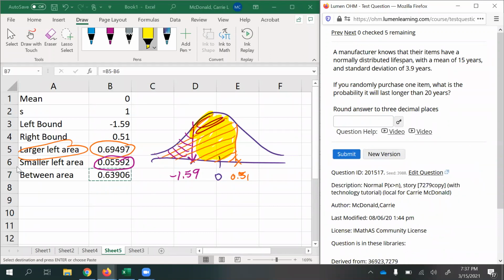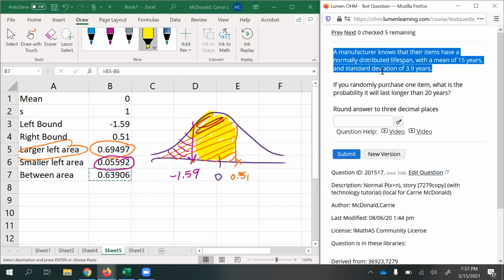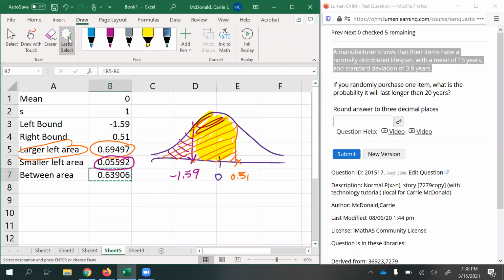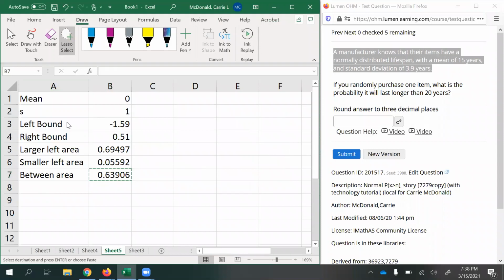Now, the only thing that we haven't talked about is questions where it's not standard, like this one. It says a manufacturer knows that their items have a normally distributed lifespan with a mean of 15 years and a standard deviation of 3.9 years. Okay, so now let's get rid of everything here on our little calculator. We're going to be changing to the mean of 15. This is not standard because the mean is not 0, but it is still normal.